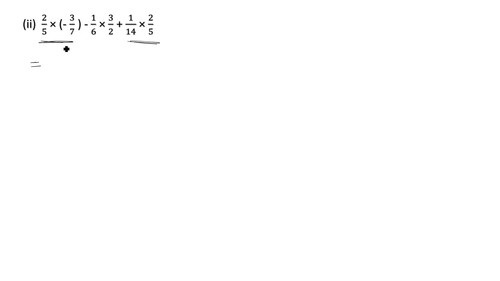So here we can write 2 upon 5 multiply minus 3 upon 7. Now write last part, so 1 upon 14 into 2 upon 5. Now the remaining part, that is minus 1 upon 6 into 3 by 2. So we write that, minus 1 upon 6 into 3 by 2. Here we are changing the order. Okay. Last part we will write second. Okay. So here we are changing the order.